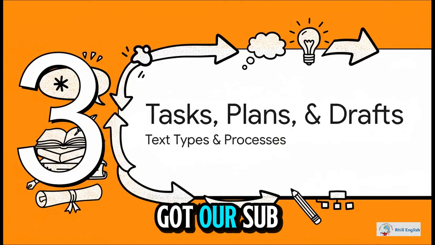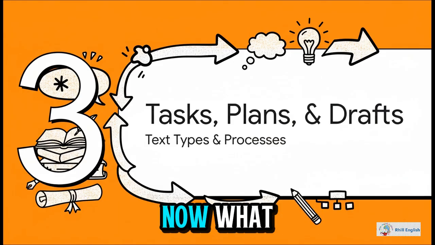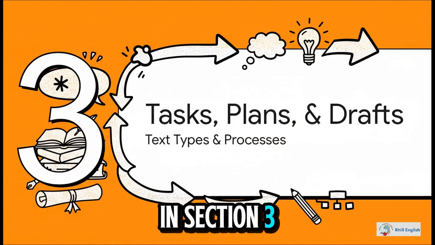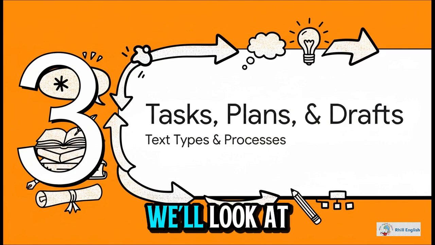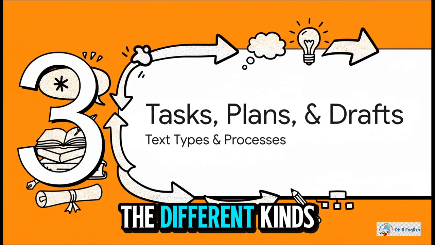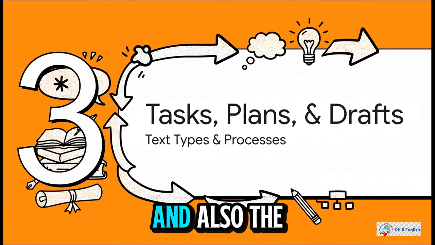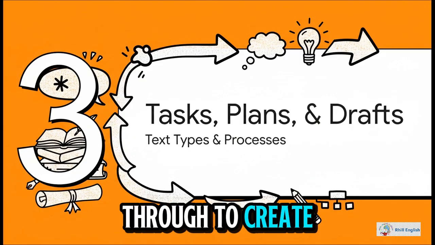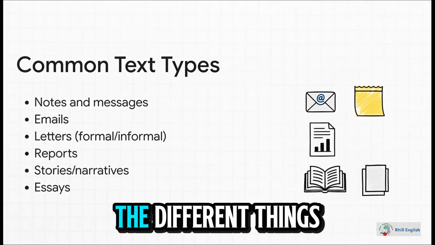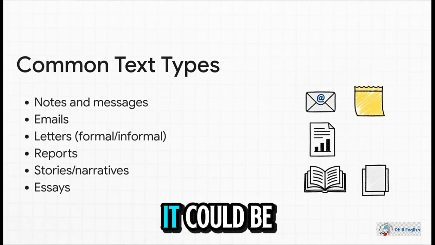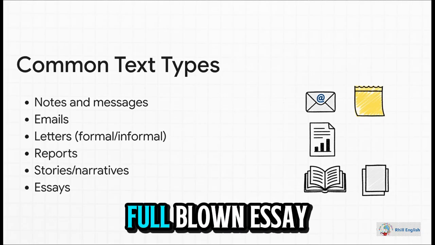Okay, so we've got our sub-skills, our building blocks. Now what? Well, in Section 3, we're going to see how they all come together. We'll look at the final product, the different kinds of texts our students write, and also the process they go through to create them. Just think about all the different things you have your students write. It could be a simple note, an email, a full-blown essay.